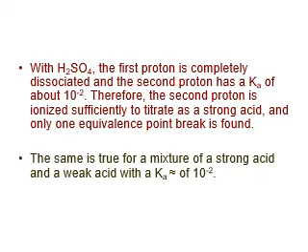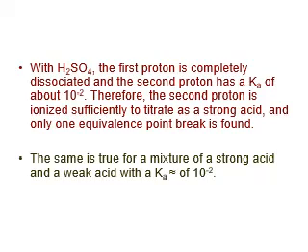The same is true for a mixture of a strong acid and a weak acid with a Ka value of about 10 to the power minus 2. If I have a mixture sample containing two acids, one of them a strong acid, HCl for example, and the other a weak acid with a Ka value of about 10 to the power minus 2, will we have one break or two breaks in the titration curve? I will think the same way as we explained in the case of sulfuric acid. Sulfuric was one acid with two protons, but here it is a mixture of two acids.